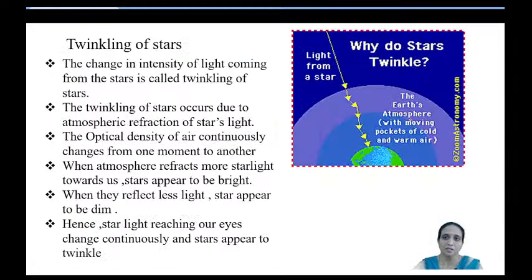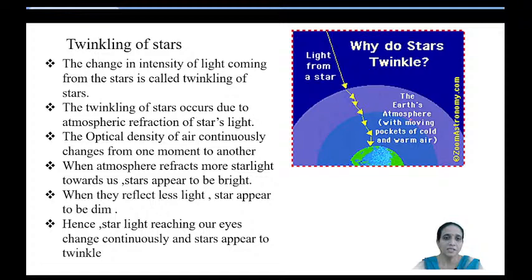Twinkling of the stars. Let us understand this example also. The change in the intensity of light coming from stars is called twinkling of the stars. You know, surrounding the earth we have atmosphere, correct? And this atmosphere is not uniform. It is made up of different layers. So the change in the intensity of light coming from the stars is called the twinkling of the stars. Twinkling of the stars occurs due to the atmospheric refraction of starlight.